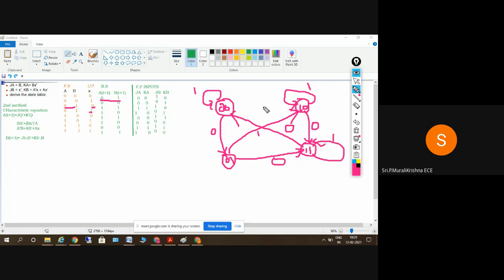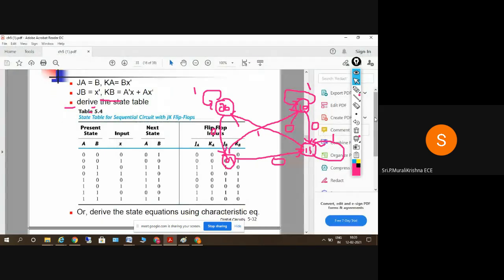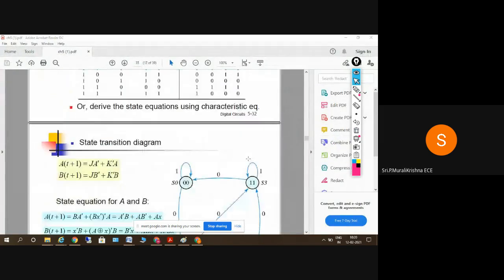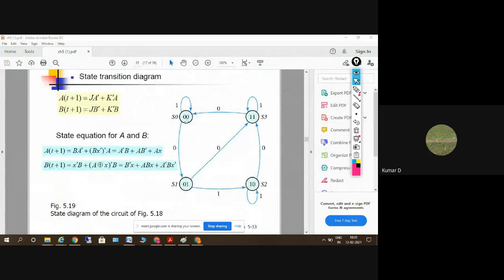Clear? So we can draw it in different ways. We can take 0 0 here and 0 1 here, or we can take it elsewhere, but we should follow some order here. Clear? If we are taking the values like this, 0 0, 0 1, 1 0, 1 1, I'll get the equation like this. Just the things should be mentioned in a proper way.